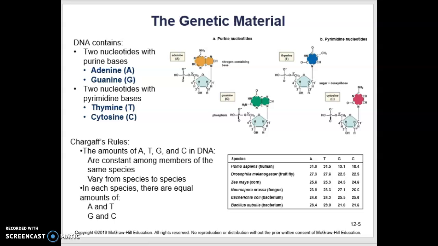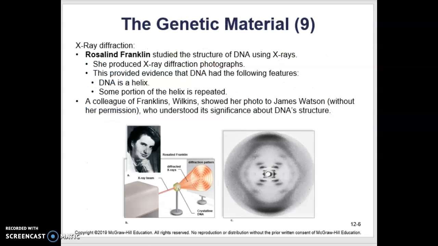So they knew this had to have something to do with why certain species were the way they were, had the certain traits they did. They didn't know the shape or what it exactly was yet. And then we have Rosalind Franklin. She studied the structure of DNA. She's trying to find out what this genetic material looks like. And she used something called X-ray diffraction photographs and got this picture right here. It just looks like an X, right? And she wasn't sure what to do with it, but she was the first person to actually photograph DNA.